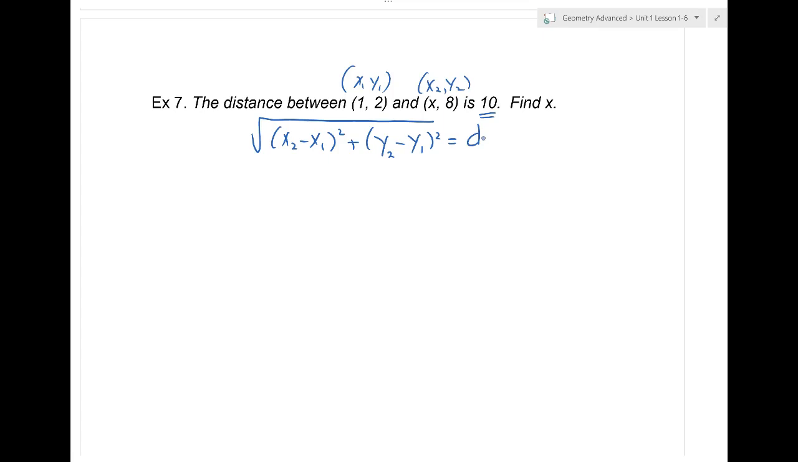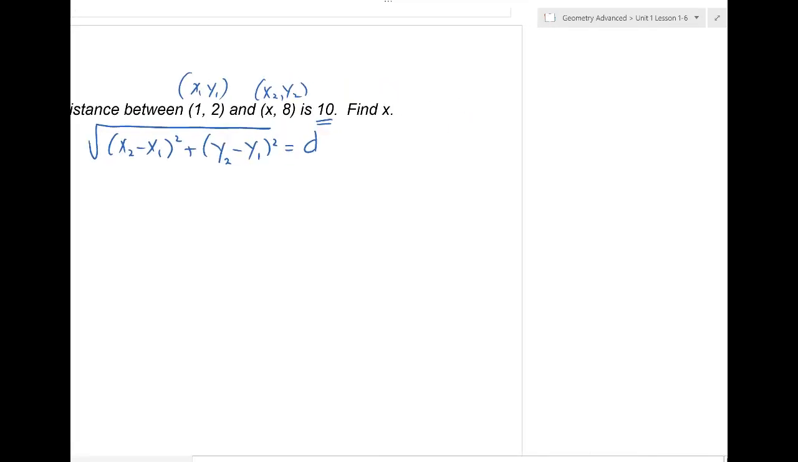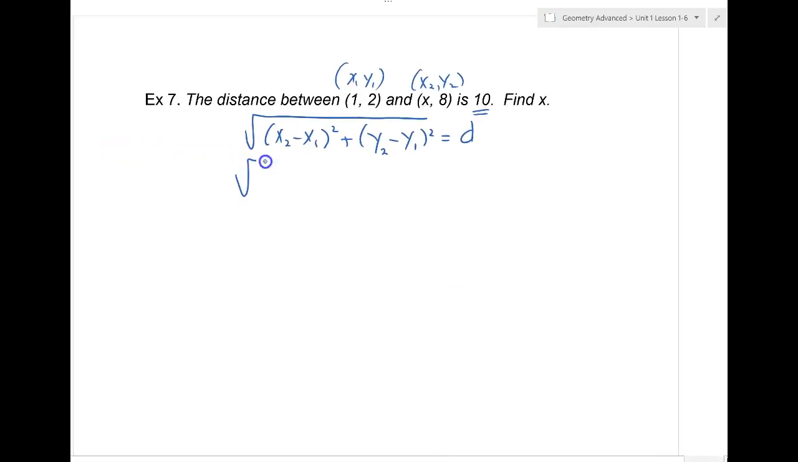So with that now, I'm going to plug in what I have for my points. Just like we've done, everything so far hasn't changed. I'm going to plug it in. x2, though, is going to be x. x1 is 1 squared. y2 ends up being 8 minus 2 squared. And what does d become? 10. We're going to simplify for a little bit.